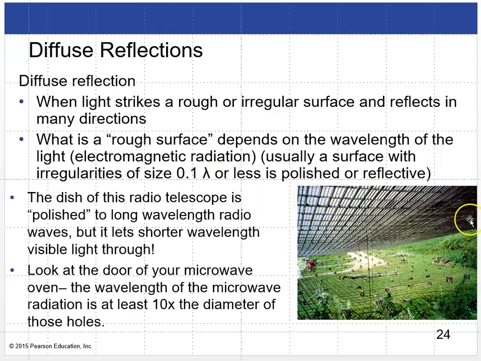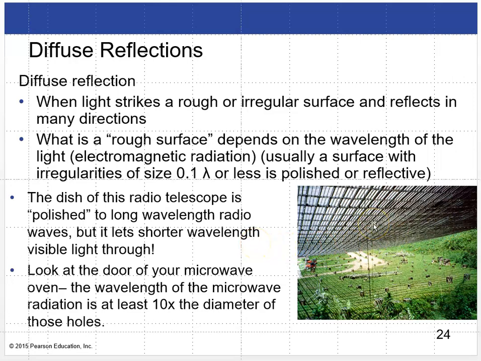This is a radio telescope. Notice that the light goes right through it. Light has short wavelength, so these holes in the radio telescope let light right through. But radio waves have very long wavelengths. These holes are much smaller than 1/10 of the wavelength. So to a radio wave, this looks like a polished mirror.